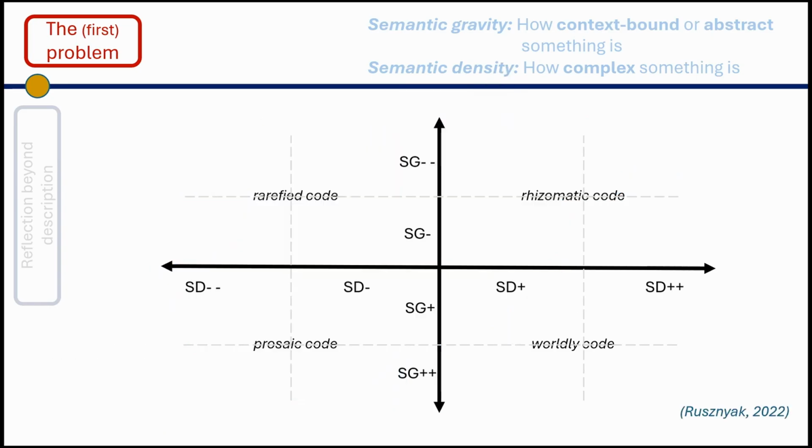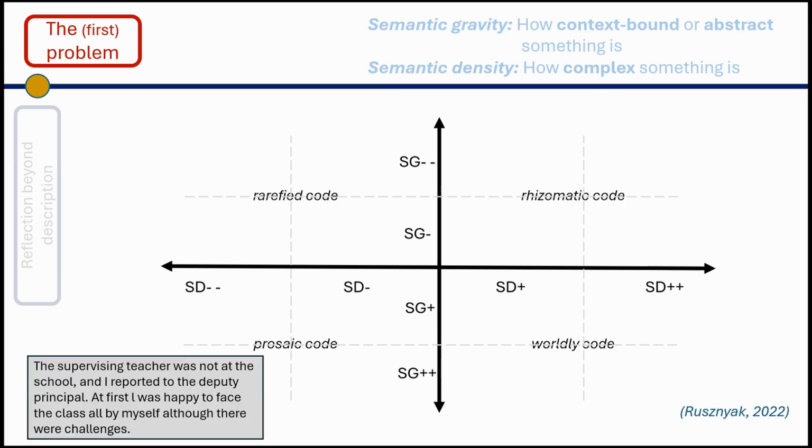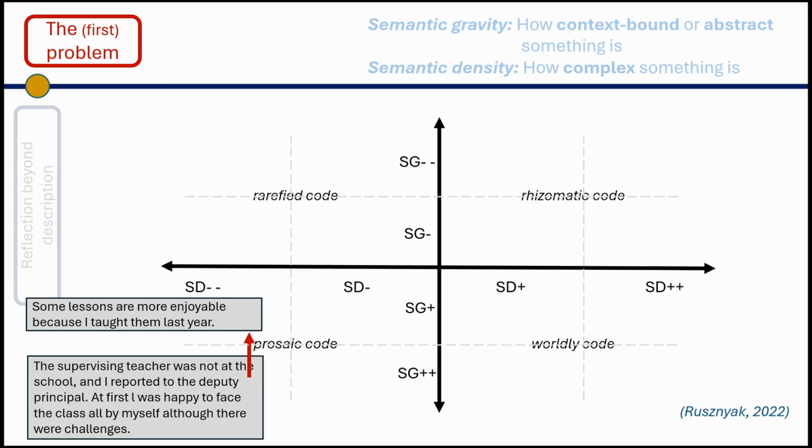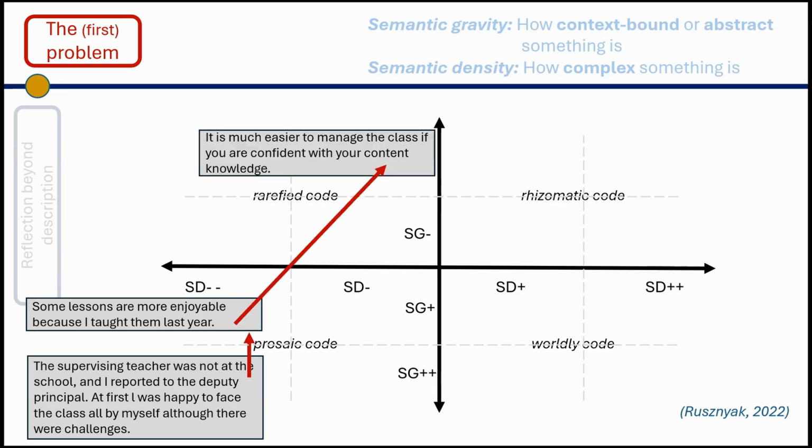Here's an example, and I'm going to go very, very quickly. A typical student response looked like this: supervising teacher wasn't at school, reported to the deputy. I was all by myself. So very discrete, sort of what's happening in the class. Some lessons are more enjoyable because I taught them last year. A little bit less within the context, but still within this context of teaching, and it goes into the rarefied, a very abstract idea that seems random because it isn't connected to anything else, right?